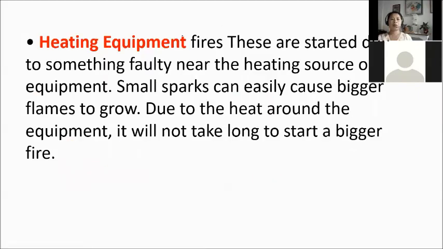Next is heating equipment. Heating equipment fires. So these are started due to something faulty near the heating source or the equipment. Small sparks can easily cause bigger flames to grow. So due to that heat around the equipment, it will not take long to start a bigger fire.